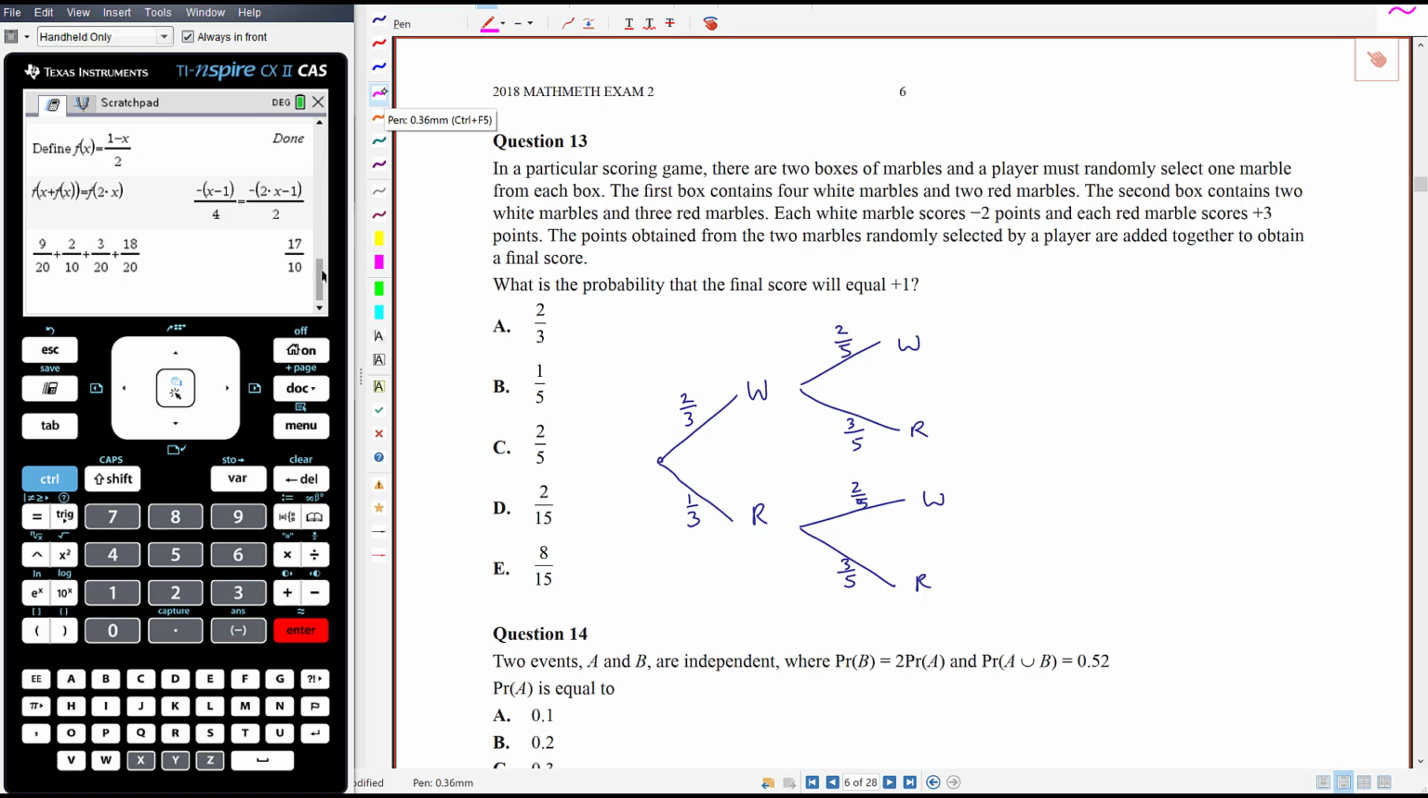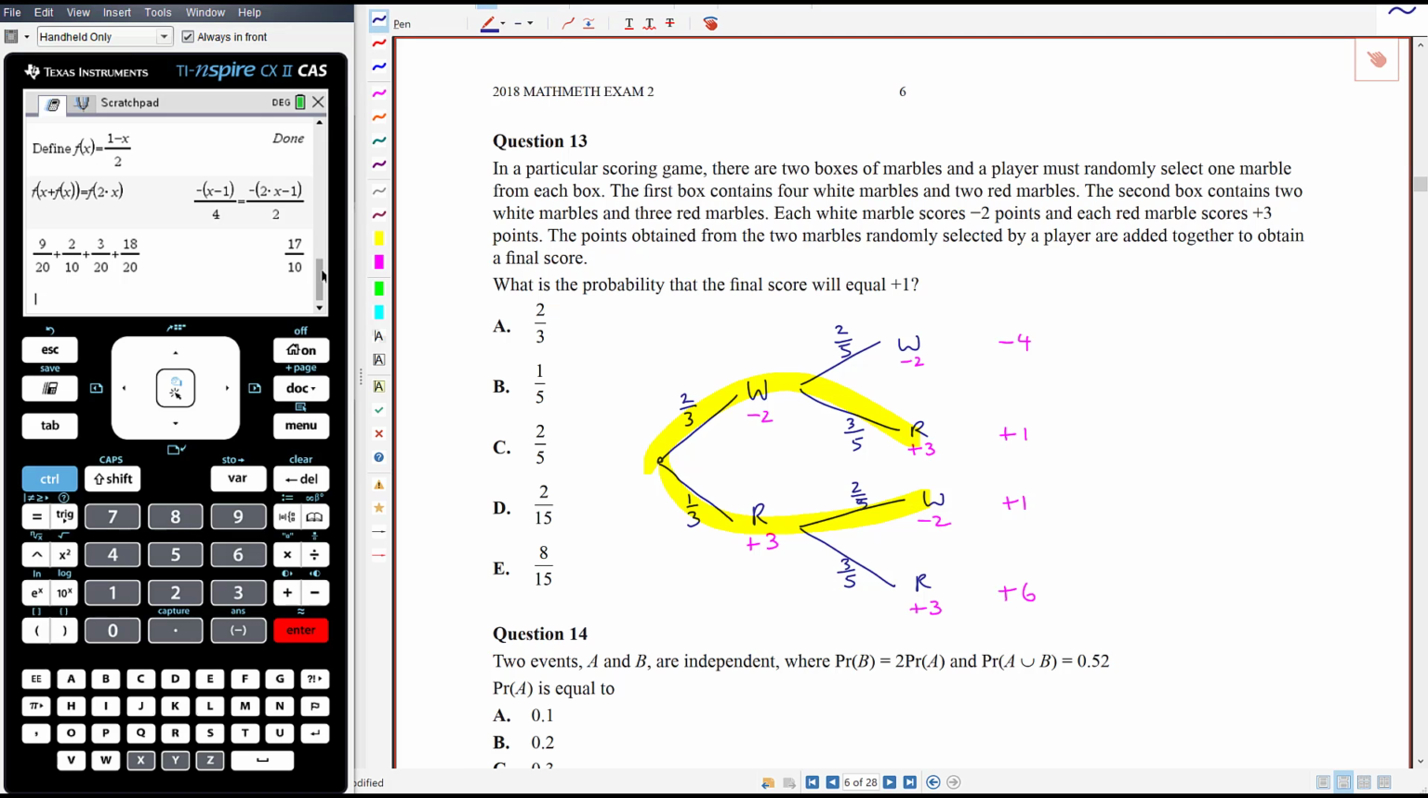Each white marble scores -2 points and each red marble scores +3 points. So that would be -2, -2, and then we add the scores together, which gives an overall score of -4. A white and then a red would be -2 plus 3, so that would give +1, which is what we want. A red and then a white would give +1, which is what we want, and a red and then a red would give +6, which is not what we want. So we want these 2 branches.